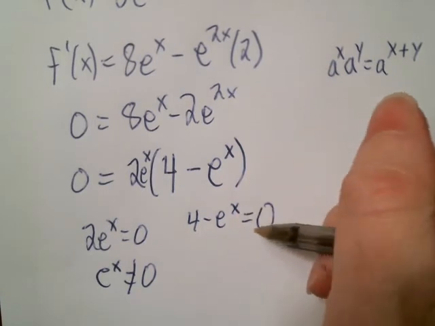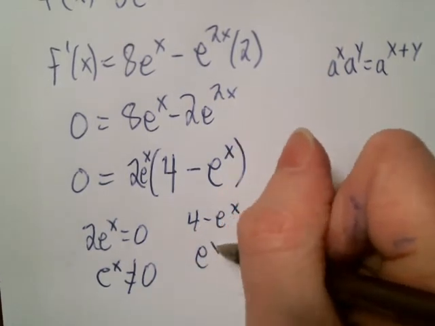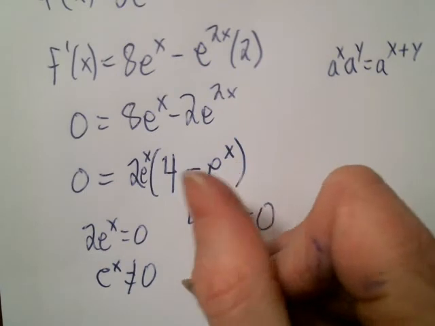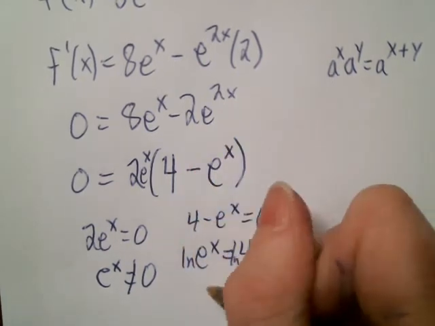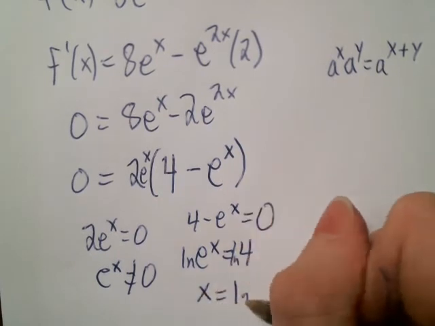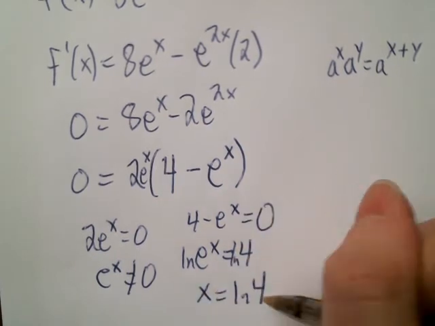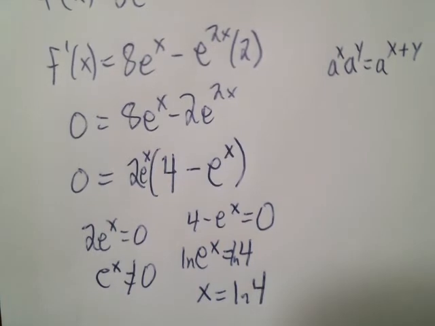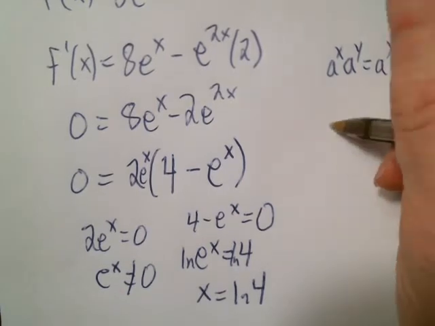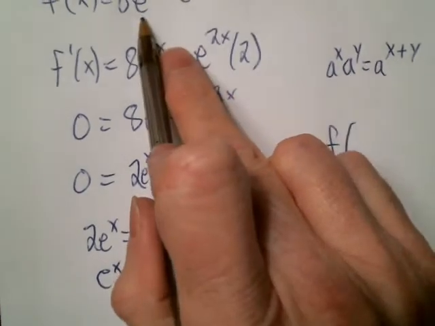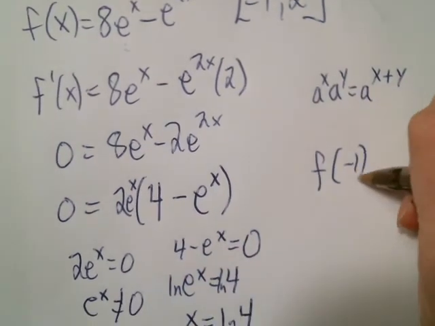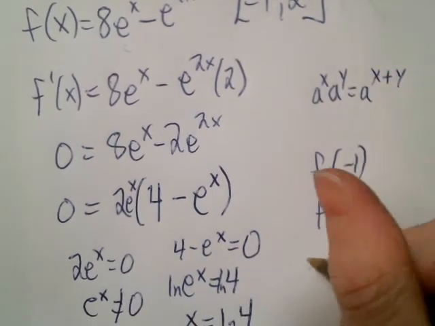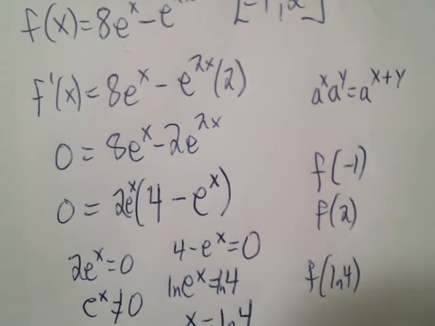And this is an exponential equation, so you need to use natural logs to solve it. Take the ln of both sides. So ln of e to the x, ln of 4, and we have x equals ln of 4. Okay, assuming I didn't make any silly mistakes. So that's one critical number, and we need to evaluate this function at the critical numbers and at the endpoints. So f of -1, f of 2, and then f of ln 4.